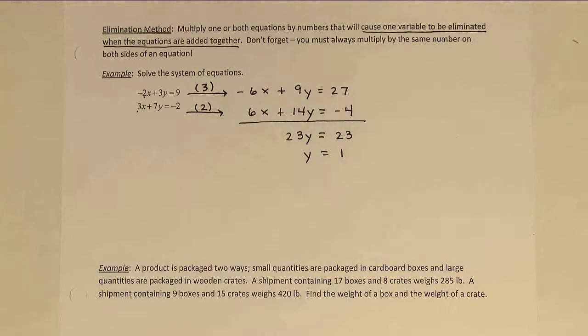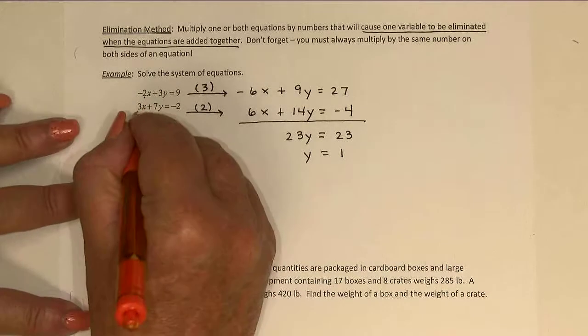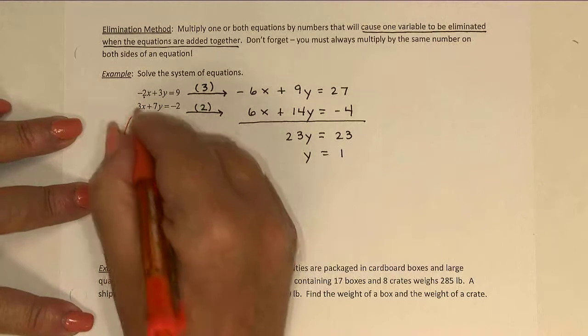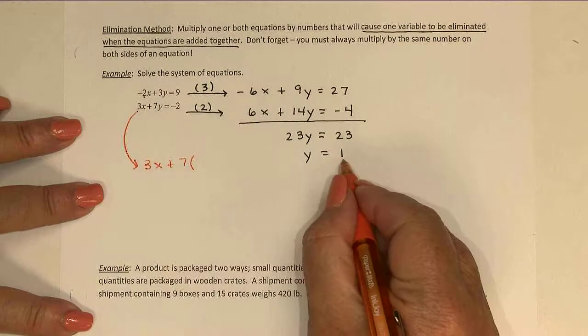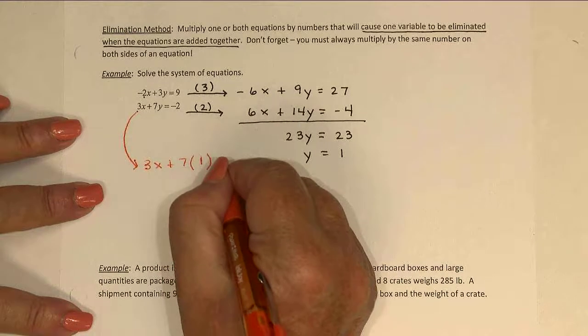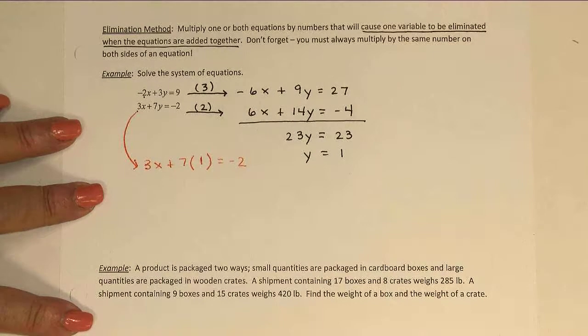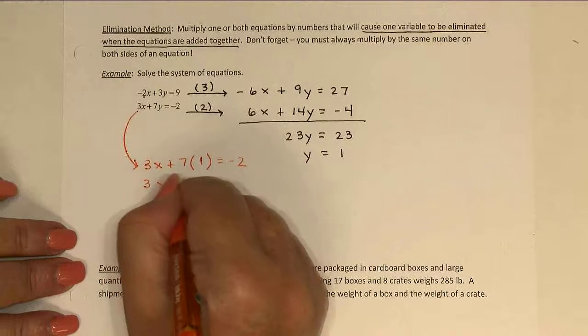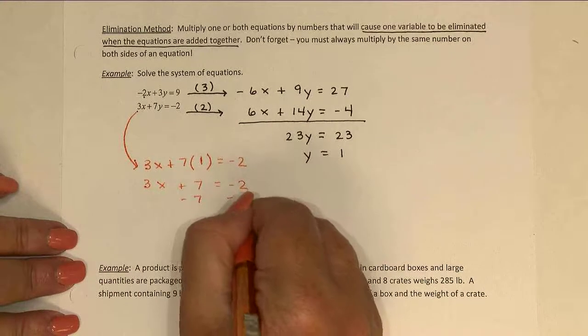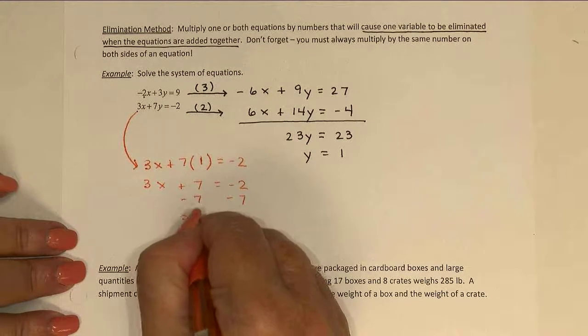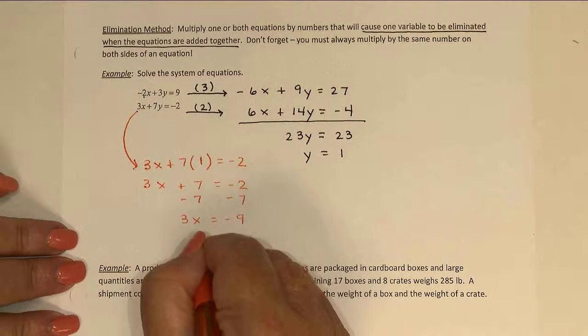So I know the value of one of my variables now, and I'll just substitute to get the other. You can use either equation, doesn't matter. Either of these. I'll just use the bottom one here. I have 3x plus 7 times y, which I now know to be 1, equals negative 2. And let's see, solving that, I'm going to have 3x equals negative 9, and so x would be negative 3.